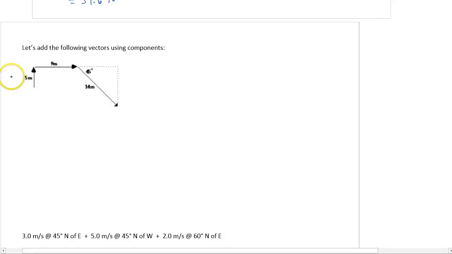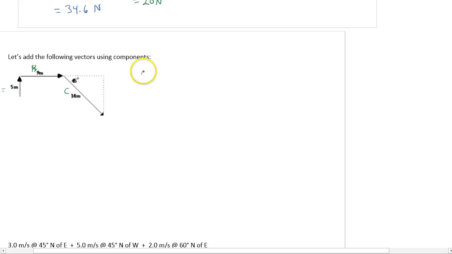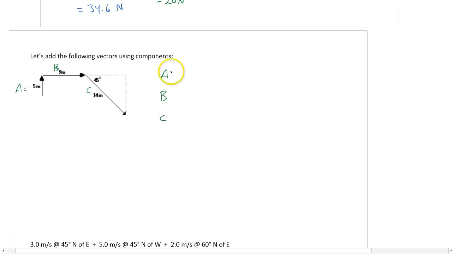So first of all, I'll just name these vectors. I'll call this one A, this one will be B, and then this one, which is at an angle, this is the tough one, isn't it? That one's C. And I'll say, okay, I want to add together these vectors. I'm going to add A, B, and C. And so what is A? A is 5 meters north.